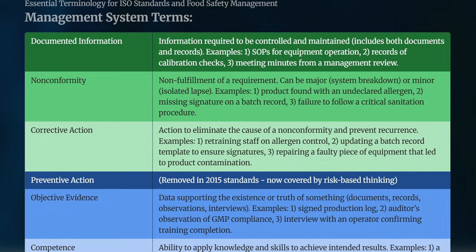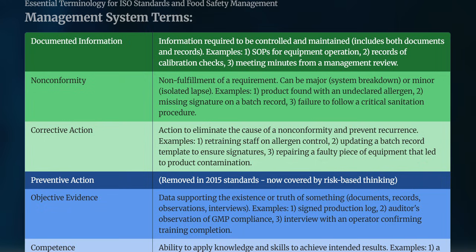For a nonconformity, it means non-fulfillment of a requirement. It can be a major nonconformity like system breakdown or a minor nonconformity like isolated lapse. An example, you have product found with undeclared allergens. That's a major nonconformity. And you have missing signature on a batch records that will be considered a minor nonconformity, and failure to follow a critical sanitation procedures.